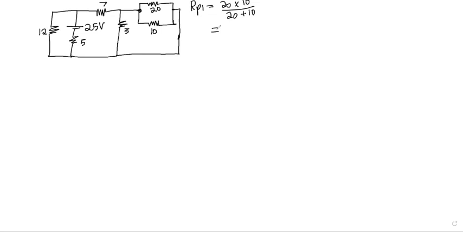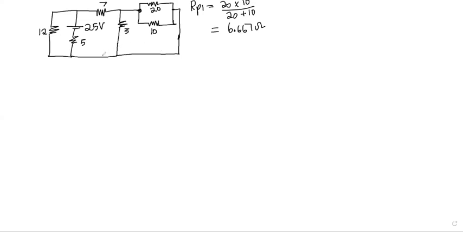If you want to know more about this, I've uploaded a video explaining how to determine whether resistors are connected in parallel or series. So the answer is 6.667 ohm. So RP1 is 6.667.